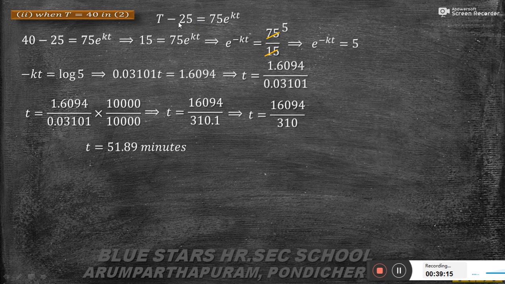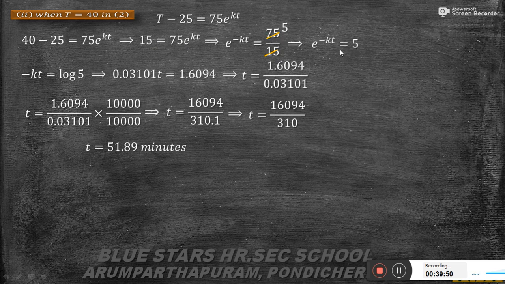T minus 25 equal to 75 e power kt. So 40 minus 25 equal to 75 e power kt. I substitute. 40 minus 25 is 15. 15 equal to 75 e power kt. Which implies, I write this e power kt on the left hand side, so e power minus kt, and the 15 divides the 75. So 75 by 15: 1 15s are 15 and 5 15s are 75. So e power minus kt equal to 5.